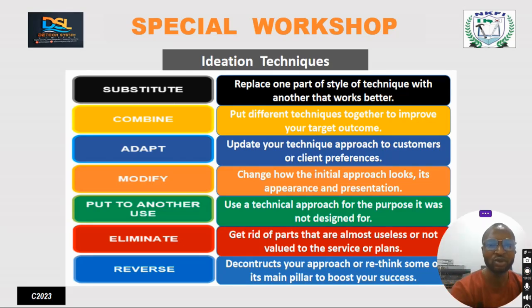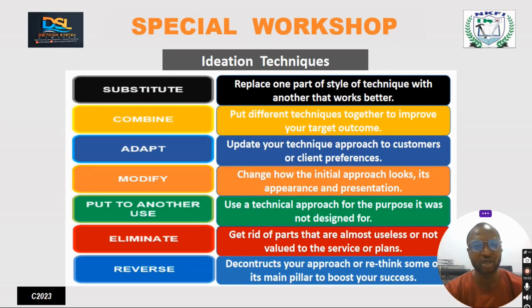Then combine, put different techniques together to improve your target outcome. You get to improve your target outcome. So all the ideas you have, you bring from different points and treat them together to form a single product.